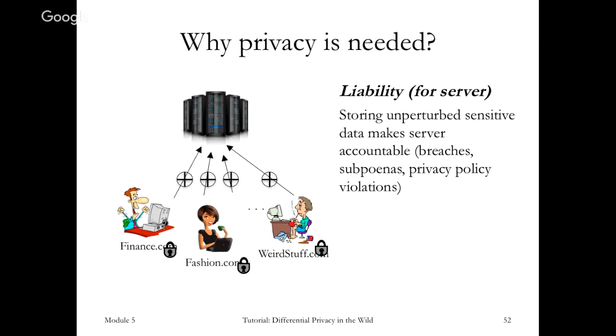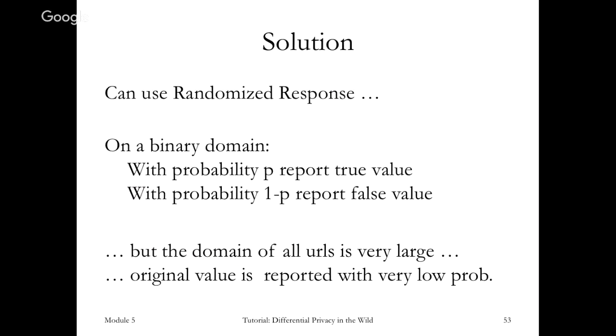And we saw this before, right? You can perturb each record, and you can solve it using the randomized response technique that Michael talked about. Which is, if you have a binary value, then with probability p, you report your true value. With probability 1 minus p, you report the false value. And as long as p over 1 minus p is bounded by e to the epsilon, you get differential privacy, right?